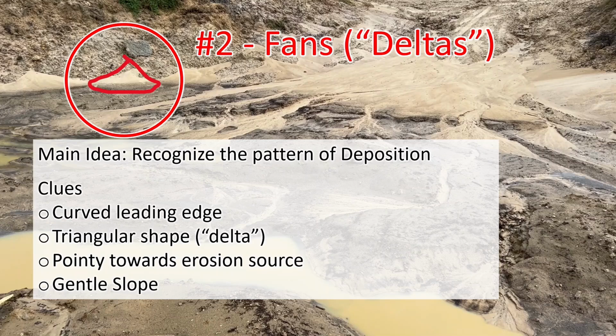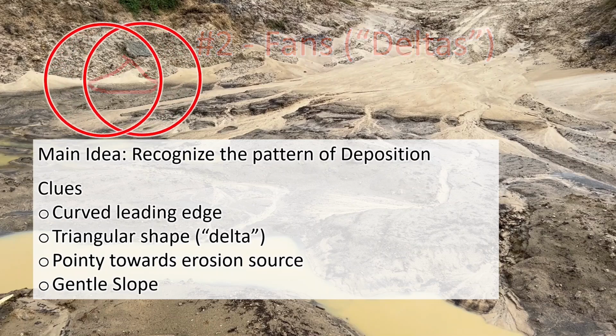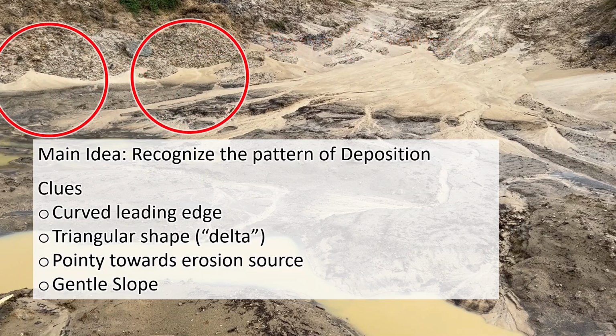This pattern we see throughout this photo, to the left and to the right. The same gentle curved leading edge. The same triangular delta shape. Again, the pointy end is towards the mountains, towards the erosion source, the same gentle slope. And when we look across this photo, we can see that same pattern everywhere.